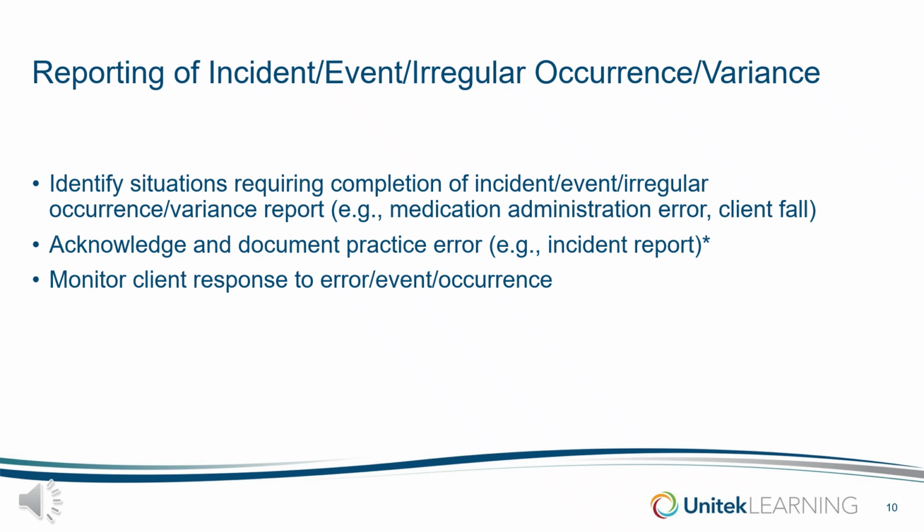The next objective in the category of safety and infection control is reporting of incident, event, irregular occurrence, or variance. This category tests your understanding and knowledge of how to properly document and respond to any incident, event, or irregular occurrence, specifically those of medication errors, a client fall, or improper implementation of hospital or care facility policy by another health professional.